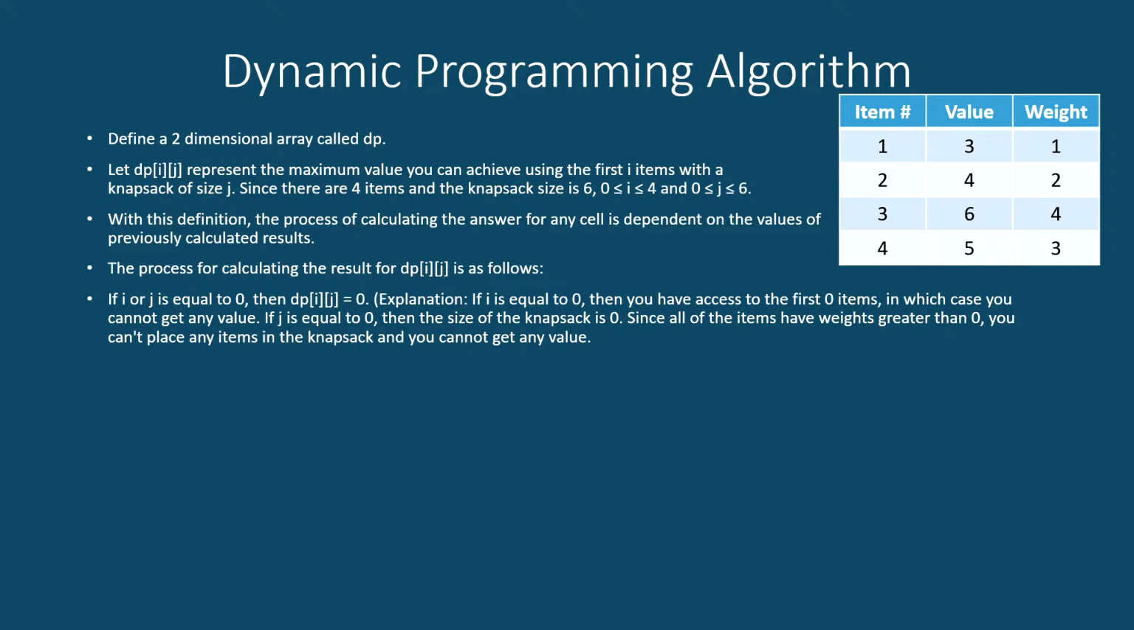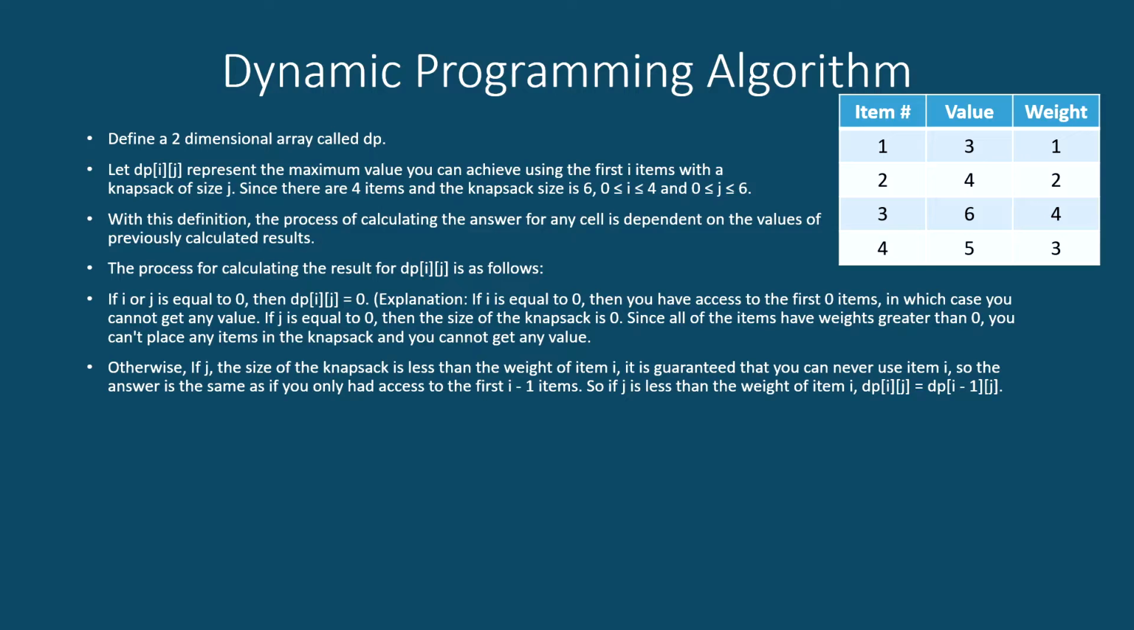If i or j is equal to 0, then dp[i][j] is equal to 0. This is because if i is equal to 0, then you have access to the first 0 items, in which case you can't get any value. If j is equal to 0, then the size of the knapsack is equal to 0. Since all of the items have weights greater than 0, you can't place any items in the knapsack and therefore you can't get any value.